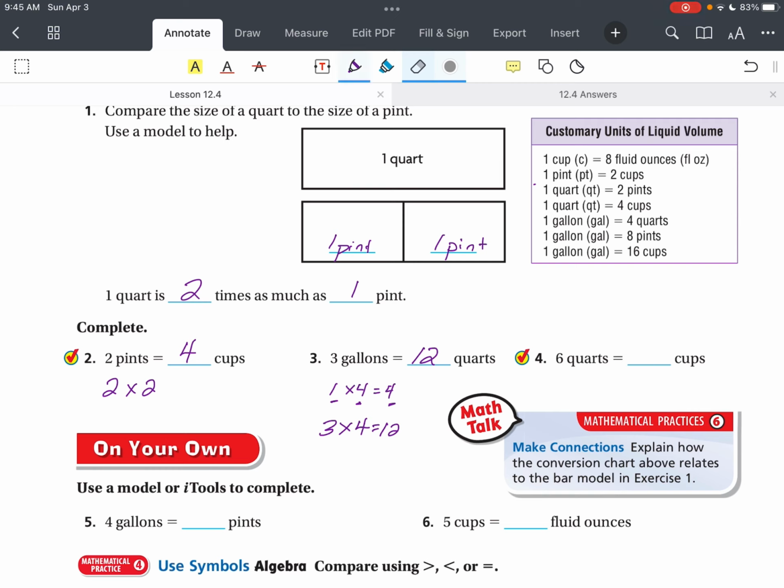All right, and number 4 says 6 quarts equals how many cups? So we're going to find quarts and cups. Here's quarts. 1 quart times 4 equals 4 cups, but we have 6 quarts times 4, and that's going to equal 24. So 1 quart equals 4 cups. 6 quarts times 4 would equal 24 cups.